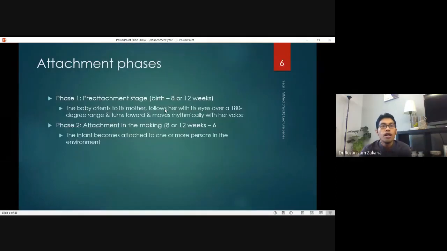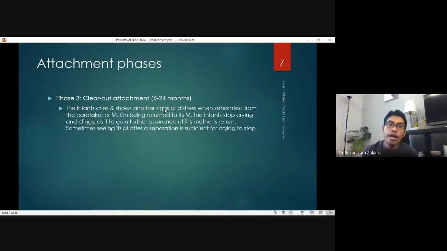Okay. So attachment ni occur through stages. So phase one is what we call a pre-attachment stage. The first 3-4 months of life, where they start to know that, oh, mother ni is somebody yang I can rely on because she provide milks for me, she provide comfort for me. Okay. Now phase two is attachment in the making. They start to have preference to have one or two person.